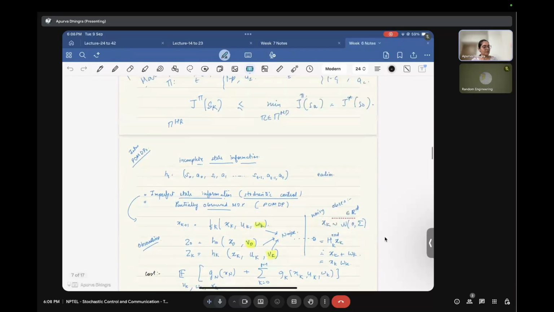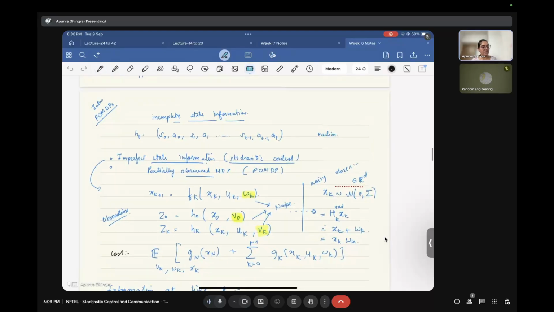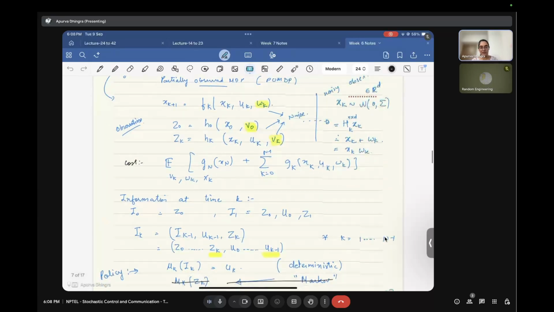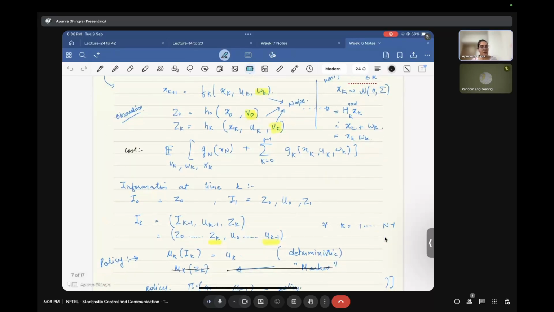Then we went to the next question: if the problem itself is such that the state is not visible to us, or not known to the controller, the one who's deciding the control, then what happens? Meaning, if it is imperfect state information, how do we deal with such a situation? This is where we had a basic introduction, then an example, and this was the last thing.